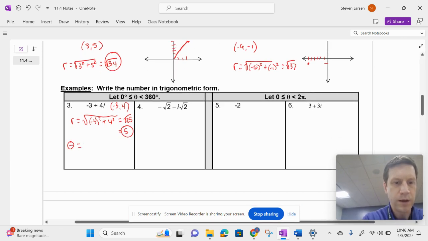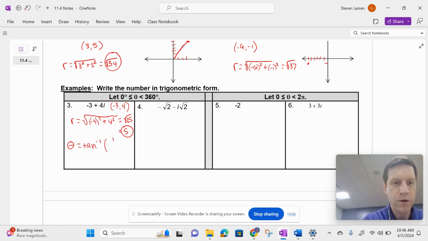Theta is going to equal inverse tangent of 4 over negative 3. We want to be in degree mode here. So let me calculate. Let's see, degree mode, inverse tangent 4 over negative 3. I'm getting negative 53.1 degrees. And let's plot this.